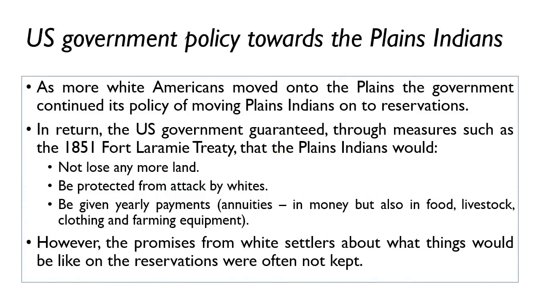So what we see is that the US government starts to shift its policy from what they had said they would do in the Fort Laramie Treaty. In the Fort Laramie Treaty, they said that the Plains Indians would not lose any more land, that they'd be protected from attack by whites and be given yearly payments, annuities in money, but also sometimes in food or livestock or clothing or whatever. However, the US government often did not keep its promises.